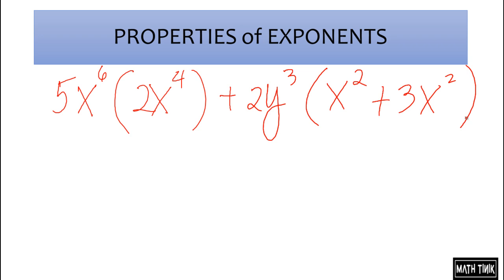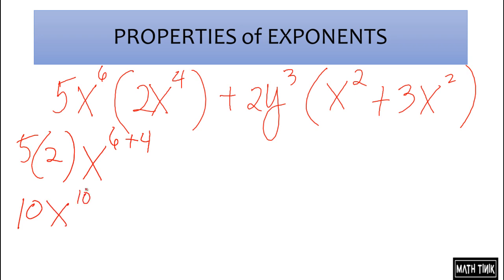Okay. So, still, you can use the product rule. You have here an addition operation. So, let's first do the product rule on this side. You have 5 and 2. And as you can see, same base. Then, we can use the product rule. So, 5 times 2. Let's write it first, 5 times 2. Then write the base and add the exponents. Okay, so this first. Then, we have now 10, x raised to 10 on this side. So, this is the answer for this.